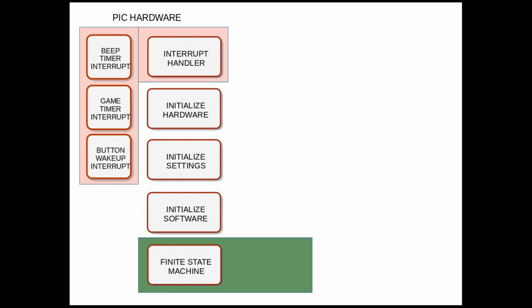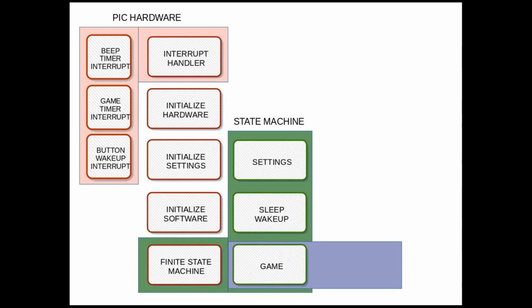Then it goes into initializing the application code, and then the next level would be the finite state machine. So this is a position where the application spends most of its time just sitting, going around in a loop, deciding what the current state is, and depending on events that occur, which may be user events or maybe hardware events, it decides what it should be doing next.